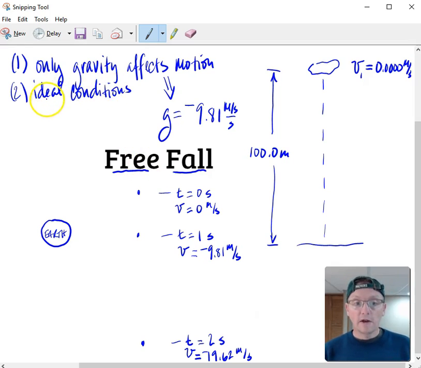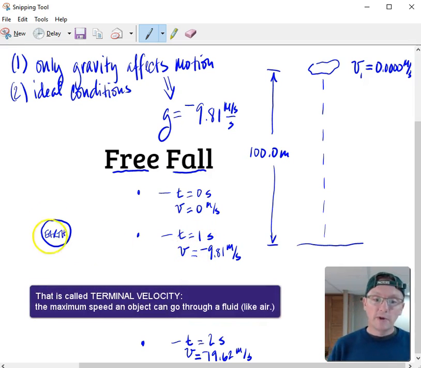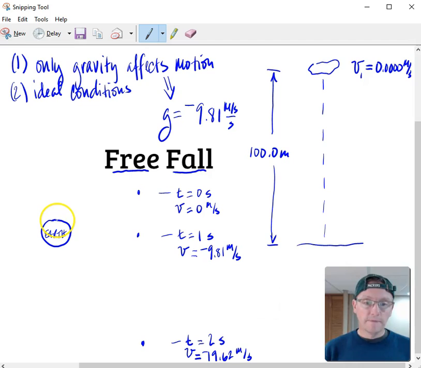If it's not under ideal conditions, then all of a sudden this number starts to get smaller as the acceleration starts to get smaller, which means the velocity starts to get smaller, or starts to level off if it's moving fast enough. So we'll talk about that in just a minute. But it's all based on this idea of the gravitational field of the Earth. So here's what Newton said.